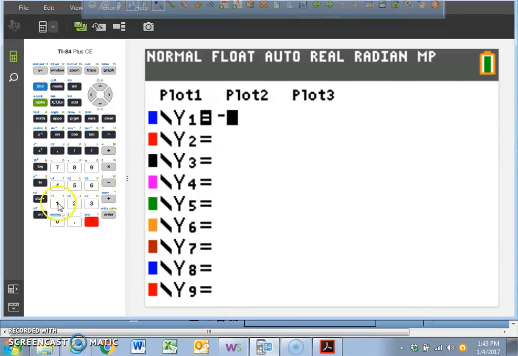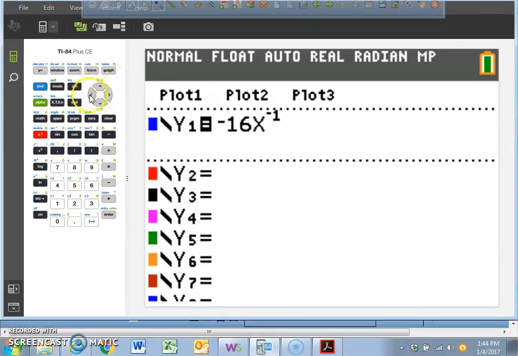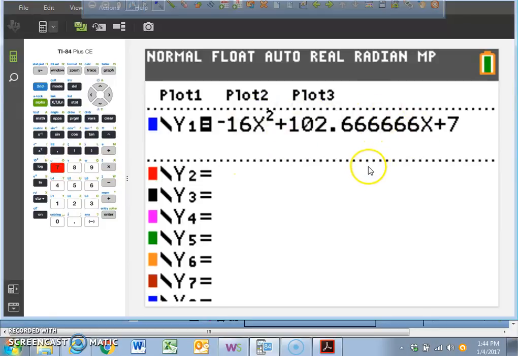We have y equals negative 16 x squared, plus 102 point, I'm just going to do a few sixes here. I'll do more than 3 so I don't freak anybody out. X plus 7. So there's your equation typed into the graphing calculator.